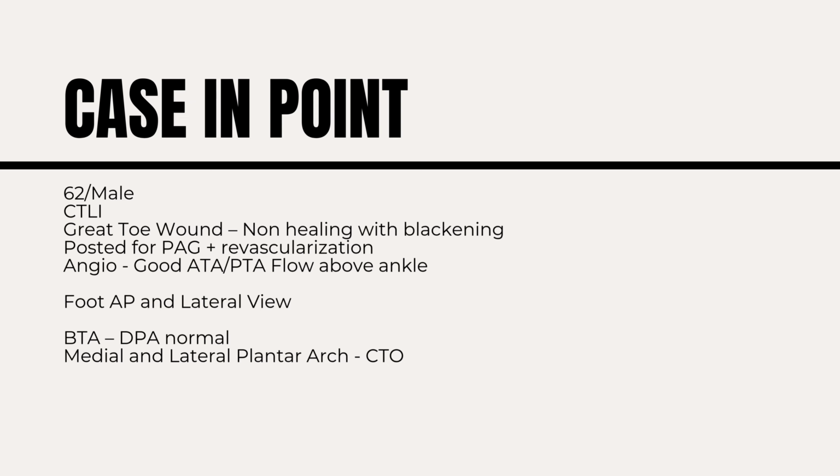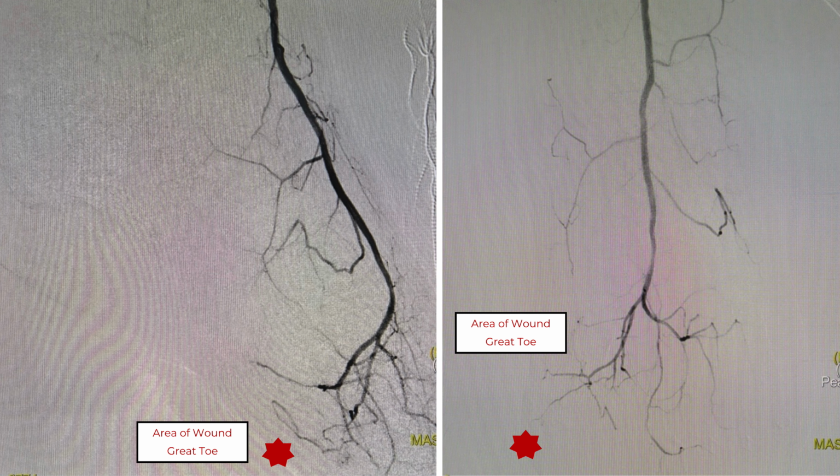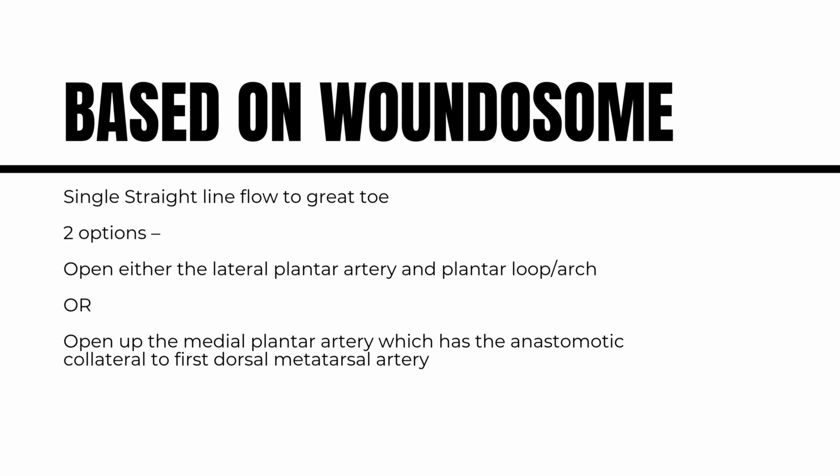And we did an AP and a lateral view, and below the ankle, the dorsalis pedis was normal. However, there was complete CTO of both the medial and the lateral plantar arch. So these are the DSA images of the foot in the AP as well as the lateral. The starred area in red is the area of the wound, which is in the region of the great toe. And the dorsalis pedis is normal, but there is complete CTO of both the medial as well as the lateral plantar artery.